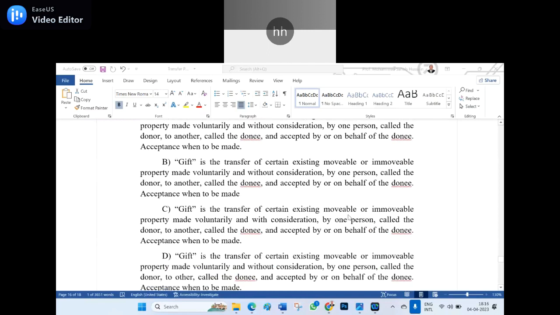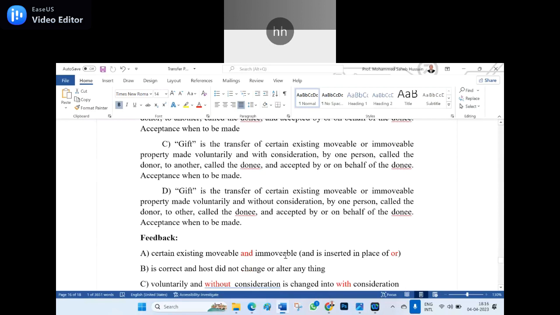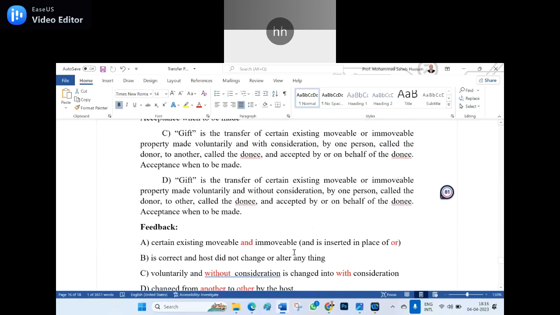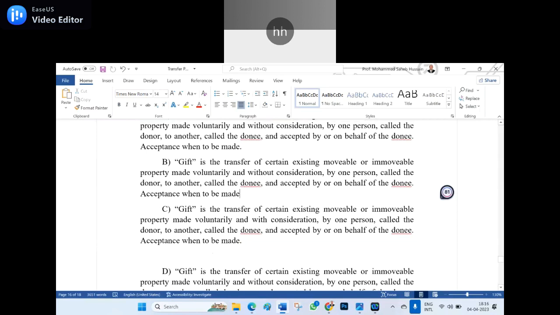Yes, you are right. Because here in C, what I did, you know, was change voluntary without consideration into with consideration. And D was changed from 'another' to 'other' by the host. So the right answer is B. B is the correct answer. Is it clear? Yes. So, B is the correct answer. That is the answer. Okay. Now, let us go to the next.